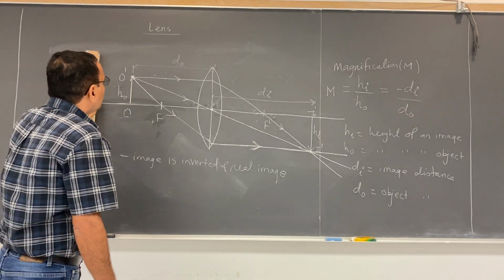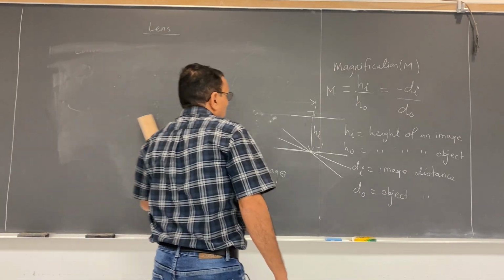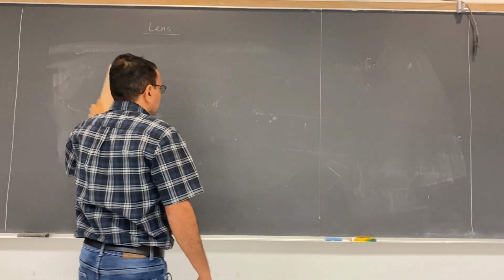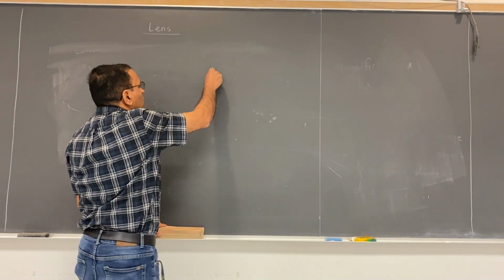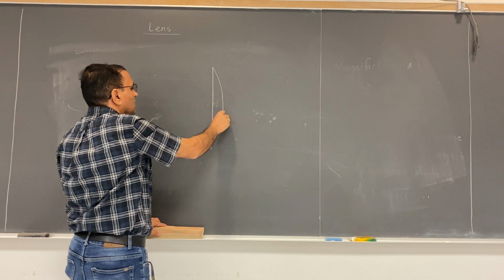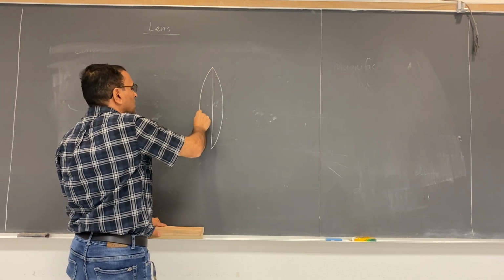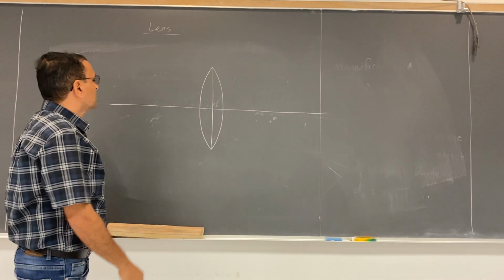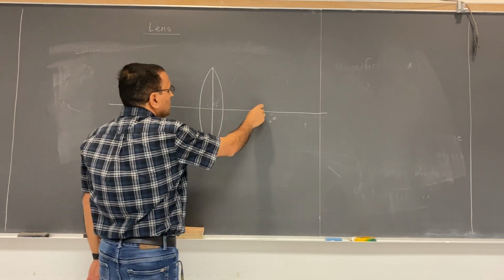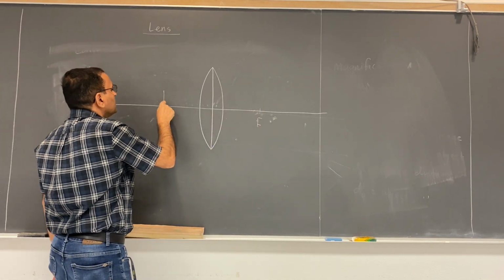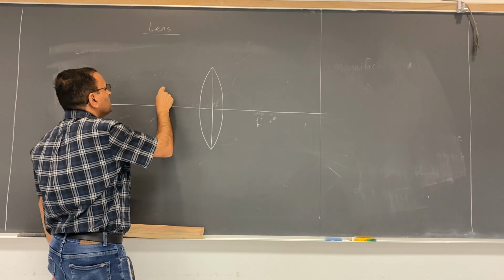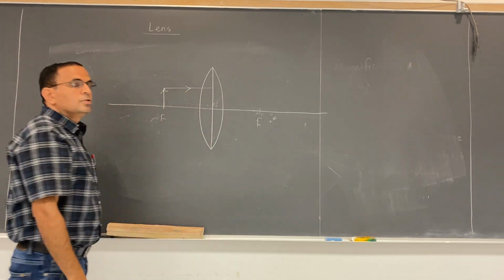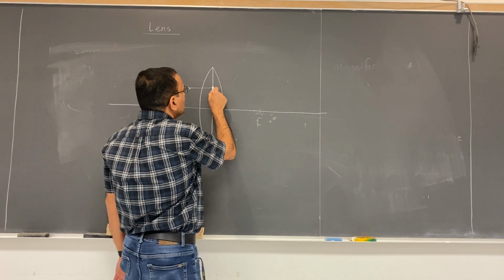Okay, so what happens if you keep the object at the focal point? What happens in that case? If you draw again, this is your convex lens, and this is your principal axis. Here is the focal point, here is another focal point. If you keep the object here, what happens then? The idea is always the same. You draw the ray parallel to the principal axis, and this ray goes like this.